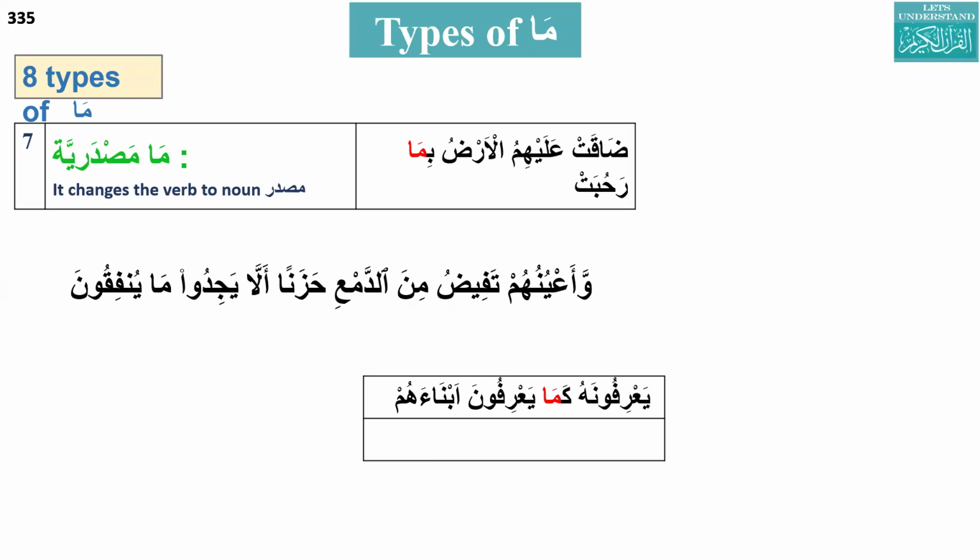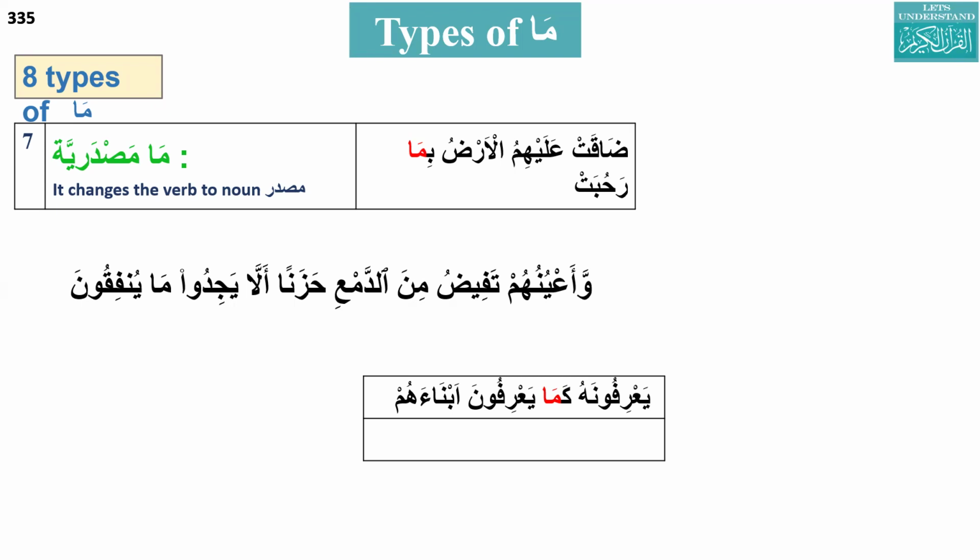So here there is a ma. There is a verb after that, ya'rifuna. So if we change this ya'rifuna, let's say that this is ma masdariya, then its function is that it changes a verb to noun, masdar. So the masdar for ya'rifuna will be arafa ya'rifu ma'rifa, if I remember right. Yes, ma'rifa. So ya'rifuna, because they recognize, we can say ma'rifahum.